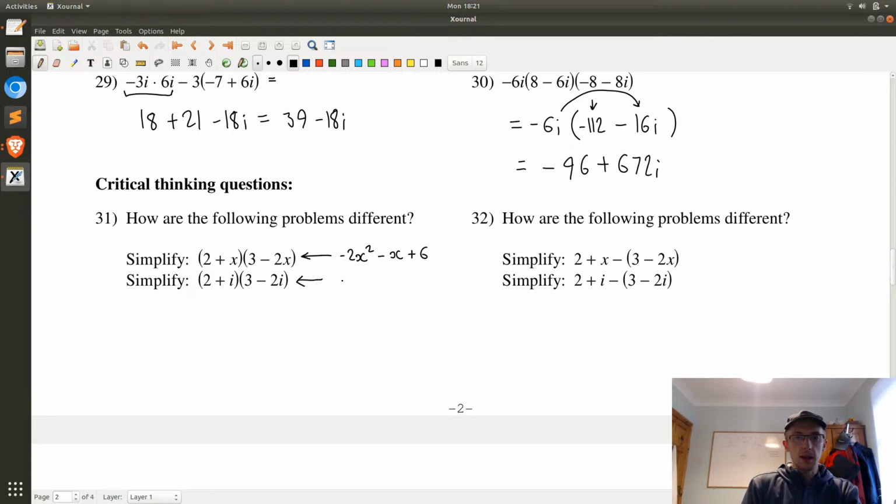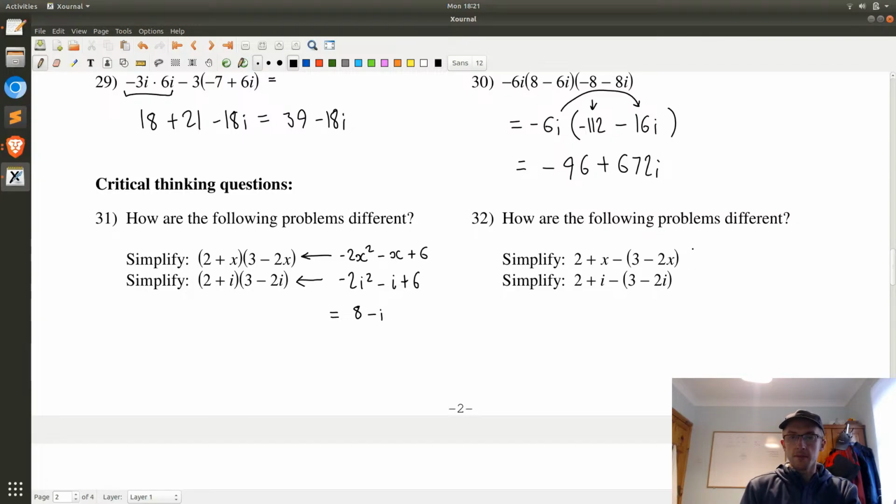Just replacing everything with i, like that, I can see why someone might think that they're the same. But here you are obliged to recognize that i squared is -1, so this becomes -2 times -1, which is 2. And then 2 add 6 is 8. So it becomes 8 take i.